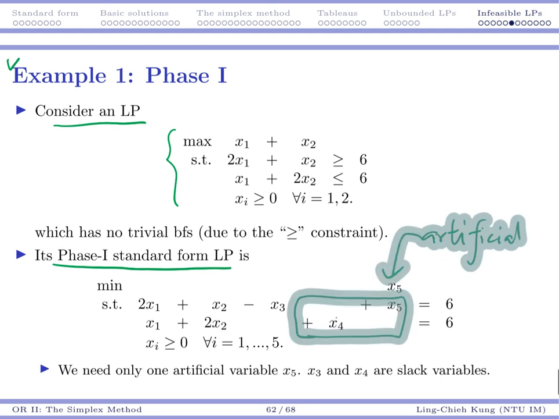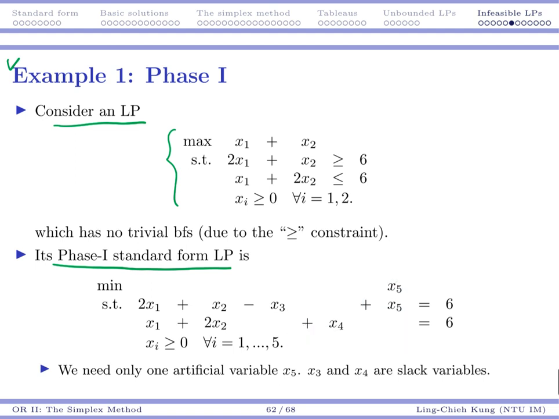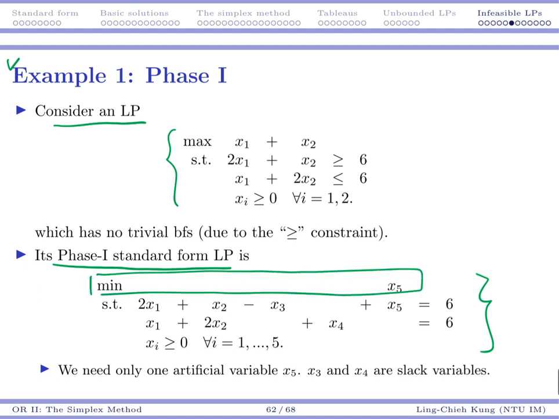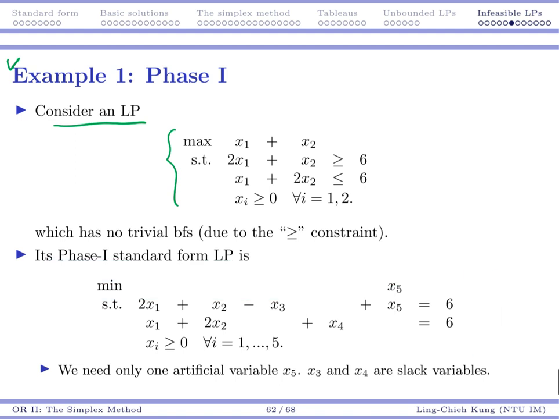So we introduce that x5, and then we get another linear program where we want to minimize x5, minimize the sum of all artificial variables. Okay? So don't forget, we need artificial variables because we need an identity matrix. Because x4 already may serve as a part of the identity matrix, we only need one artificial variable.